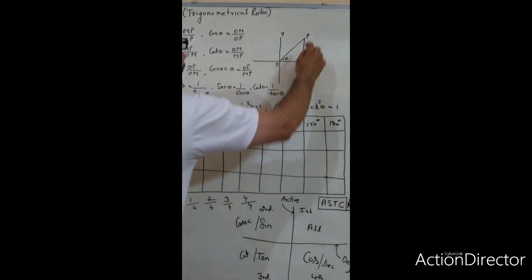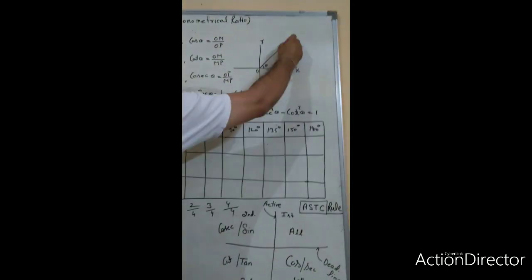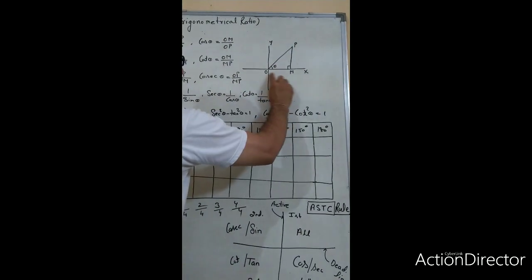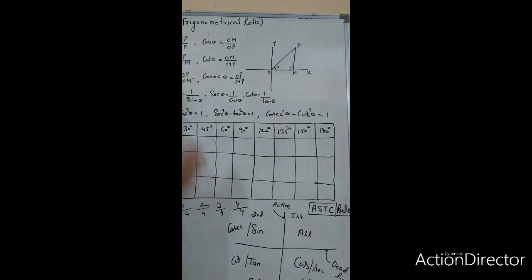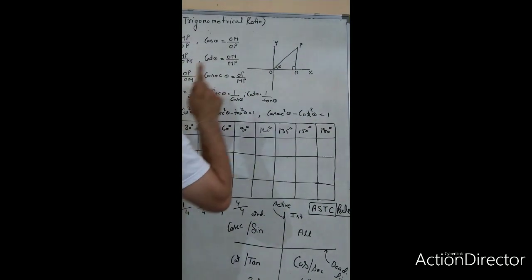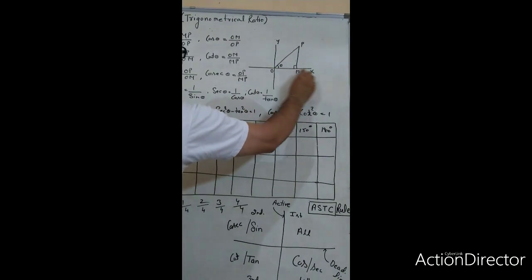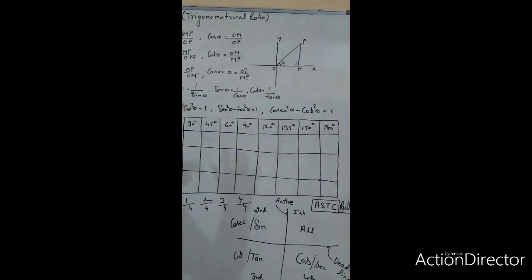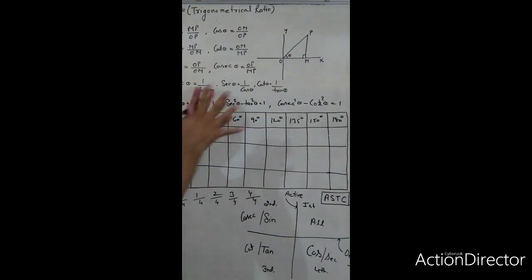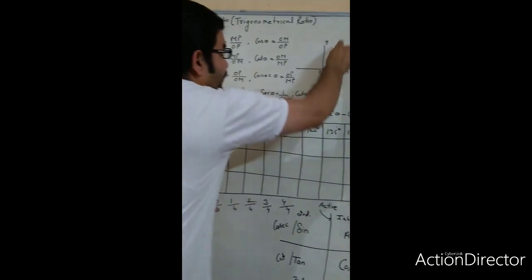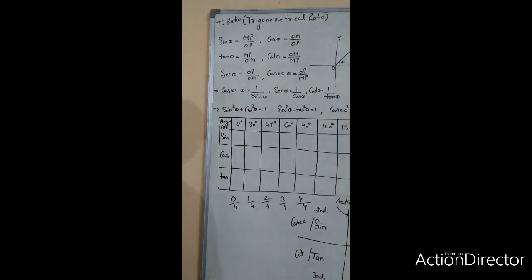Then at any point P, if we draw a normal that cuts OX at M, in such a way that angle M is 90 degrees and OP makes an angle theta with OX, such a right angle triangle is normally used for T ratios. It means all sides of a right angle triangle behave like trigonometrical ratios.